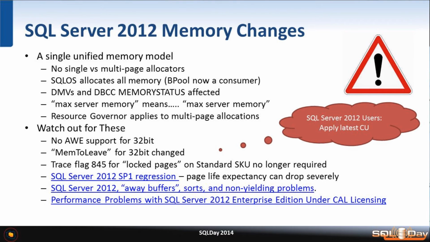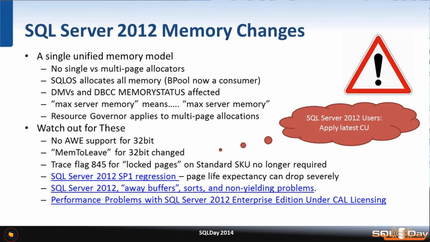And now that I'm talking about memory, I thought I would just throw up a slide here to give you some pointers on some memory changes that occur in 2012, if you weren't aware of this already. We have a unified memory model. SQL OS allocates all the memory, not the buffer pool anymore. And the effect of that is that we don't have this single versus multi-page allocation scheme. So the DMVs and memory status now have changes, if you've not seen that in 2012 yet. Resource governor can apply to multi-page allocations now. And then the biggest change is max server memory means max server memory.